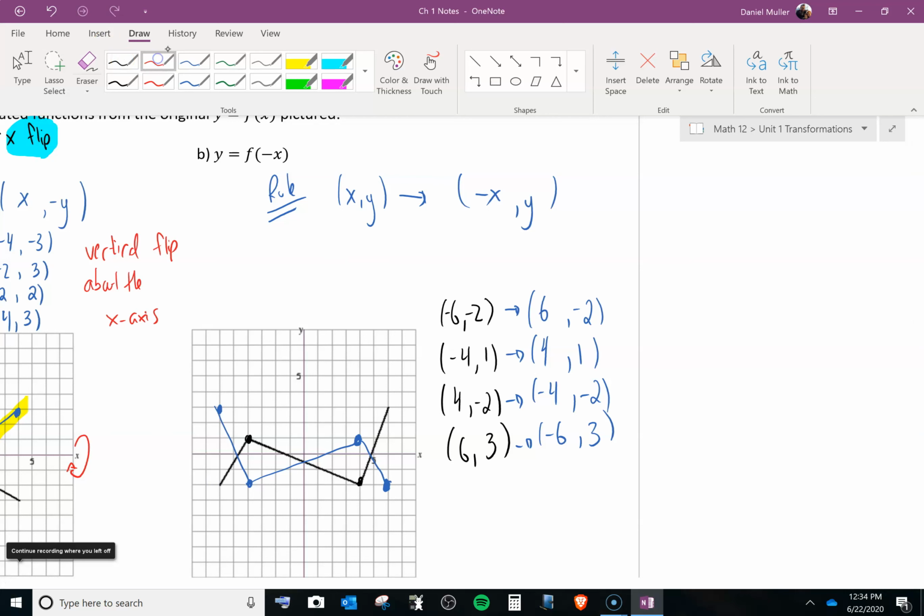In fact, I'm going to even write that. We're going to have a horizontal flip or reflection, because it's affecting the x. Around, or about, or in the y-axis. Because you can see it's gone from here to here, and we have flipped it around this axis.